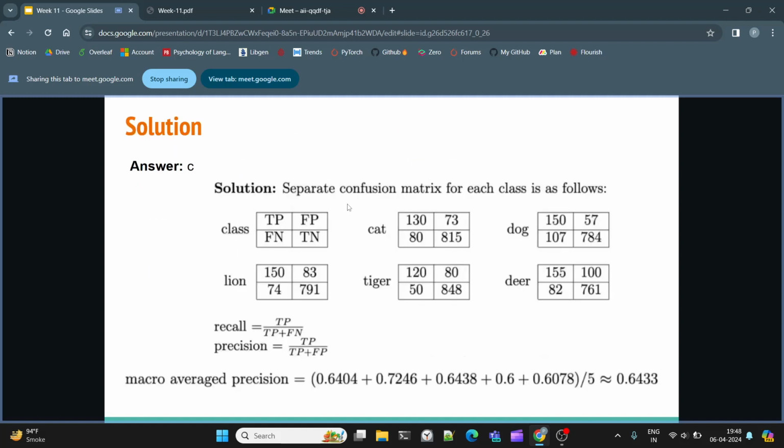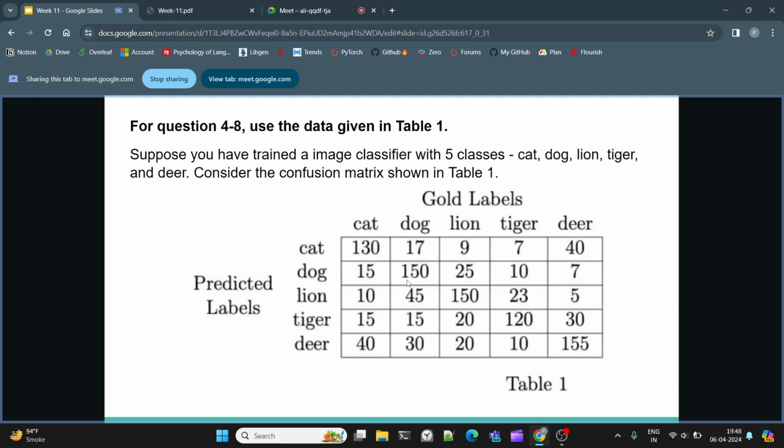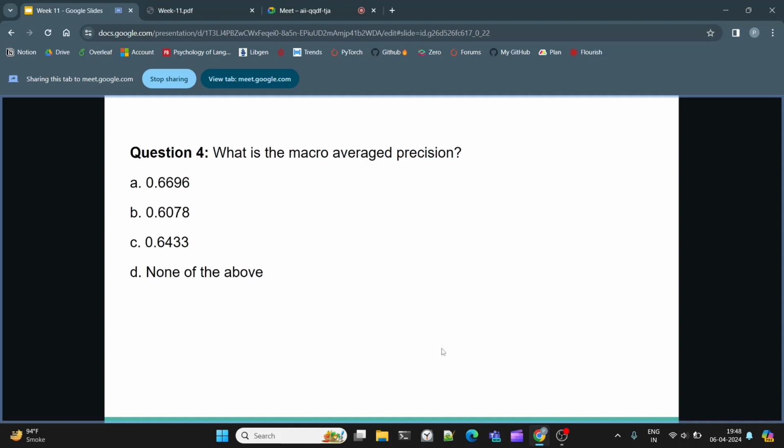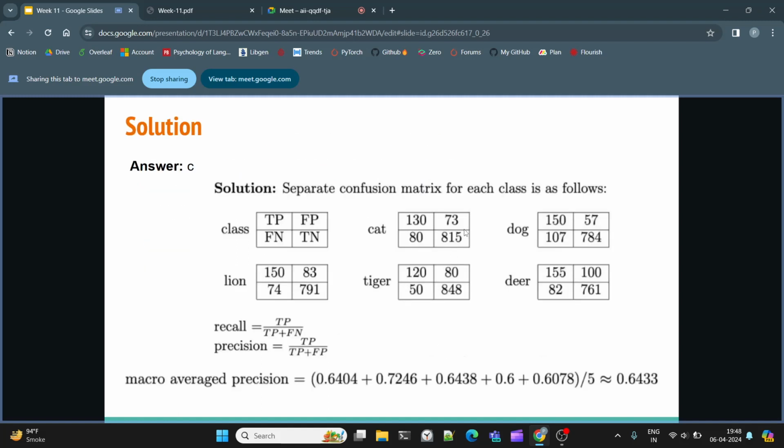And finally, what would be the true negative? True negative would be all these. You sum these up, you get the number. True negatives are those which were not cat and which were also not predicted as cat. So you sum those and you'll get 815. Similarly, you repeat the process for the other classes as well.